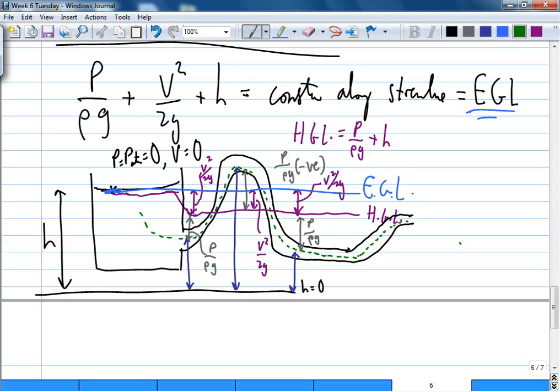Okay, so over here, the blue, this is H, and this is V squared over 2G, and in this case, P over rho G should be 0 because it comes out to the atmosphere. Exit to ATM. That's my mistake, I'm sorry.